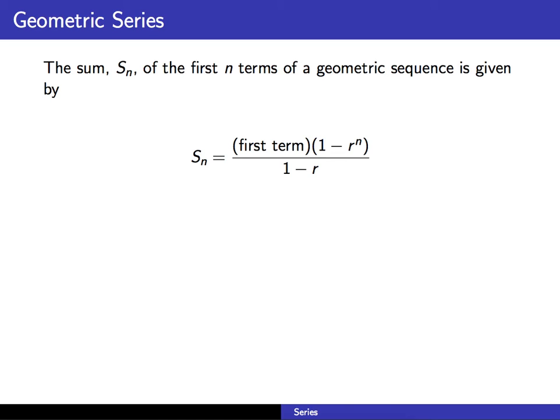But the sum of the first n terms of a geometric sequence is given by our sum, or S sub n, where n is the first n terms, is going to be our first term, whatever that value is, times 1 minus our common ratio to the n power, all over 1 minus our common ratio. So we're going to be working with that in this video.